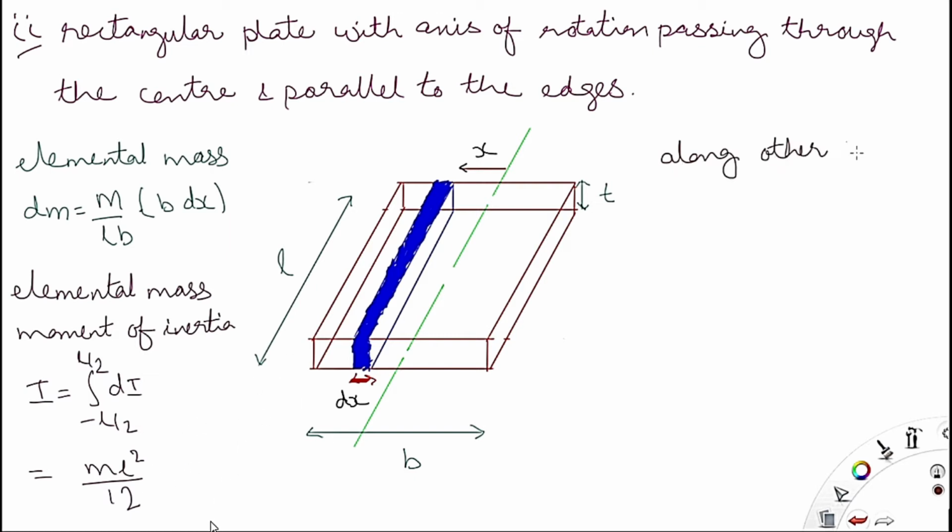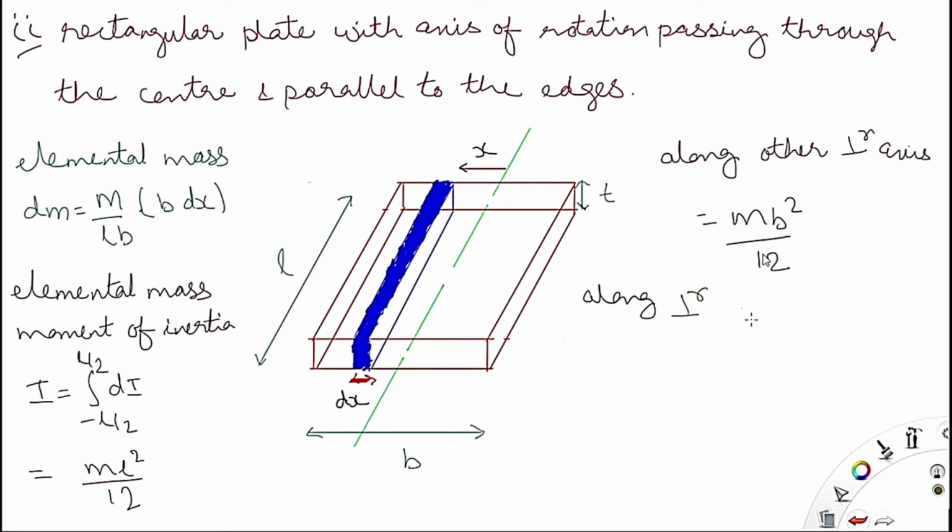Now, first we have calculated along this axis of rotation. If we choose the axis of rotation as the opposite edge, then we will get M B square by 12. Change the labels to B and L, and then you will get the right answer with the figure. So along one axis it's M L square by 12, about the other axis it's M B square by 12.